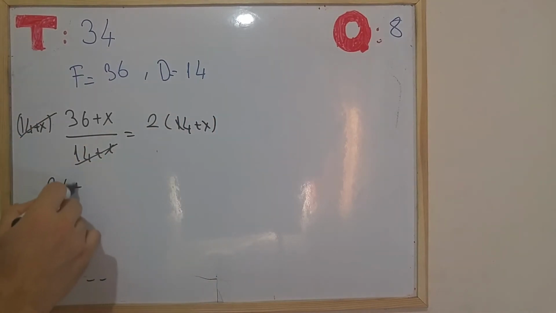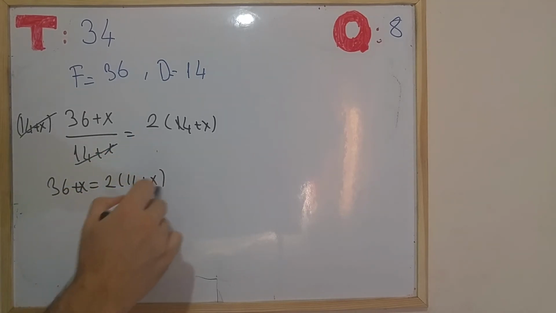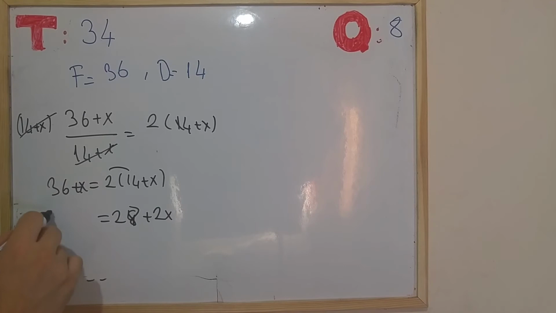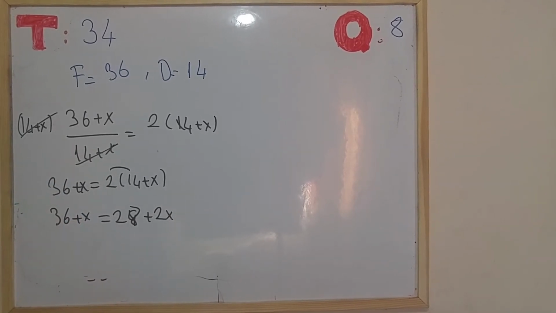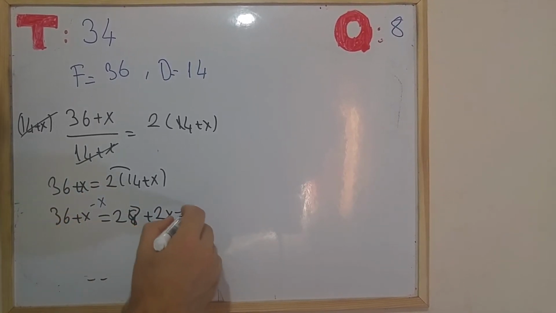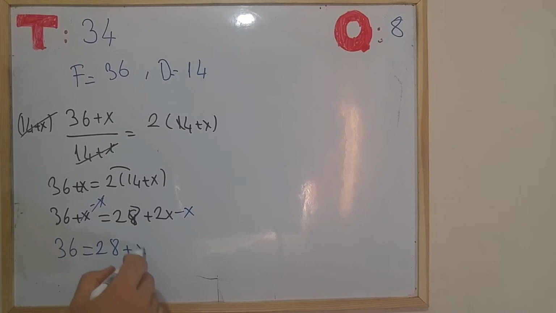So I'm going to have 13 plus X is equal to 2 times 14 plus X, which is going to be equal to 28 plus 2X. Now let's pass this X from here by subtracting X from each side. What I'm going to have here is 36 is equal to 28 plus 2x minus x, which is x.